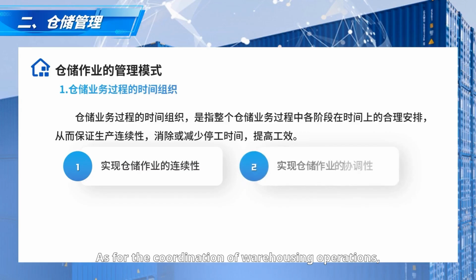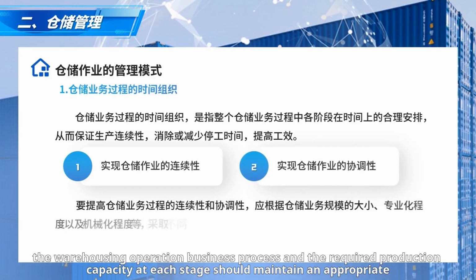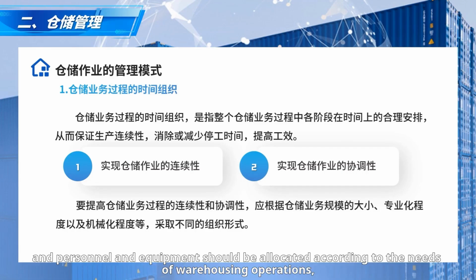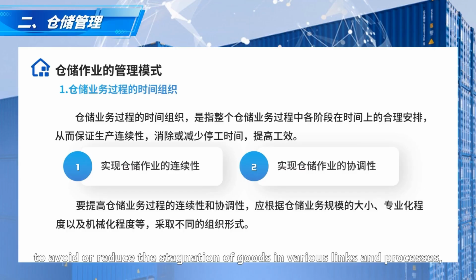As for the coordination of warehousing operations, the warehousing operation business process and the required production capacity at each stage should maintain an appropriate proportional relationship, and personnel and equipment should be allocated according to the needs of warehousing operations, to avoid or reduce the stagnation of goods in various links and processes, thereby ensuring the continuity of the production process.